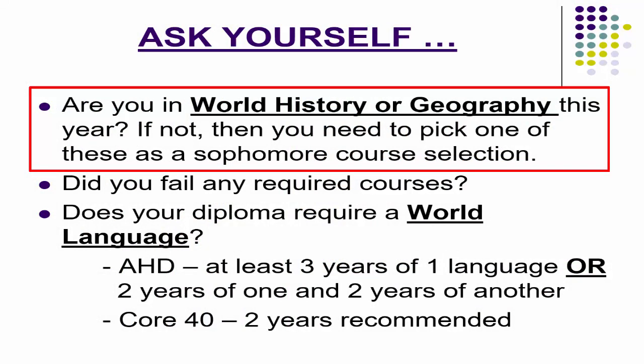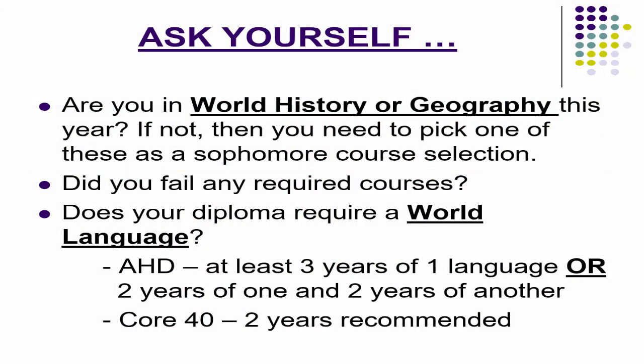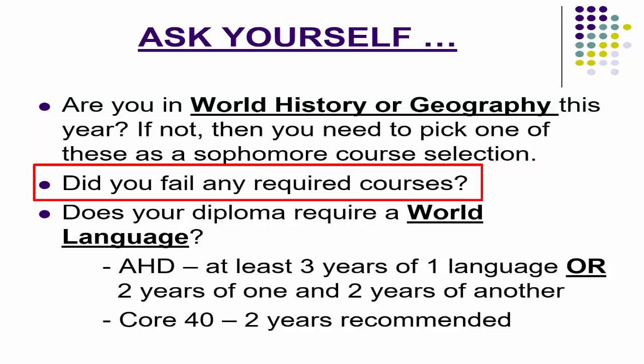Are you in World History or Geography this year? If not, then you need to pick one of these for sophomore year. Did you fail any required courses? If you failed the first semester of any required course, we recommend you take it in summer school. If you plan to take it in summer school, complete the summer school registration form, but do not select the class on your course selection sheet.